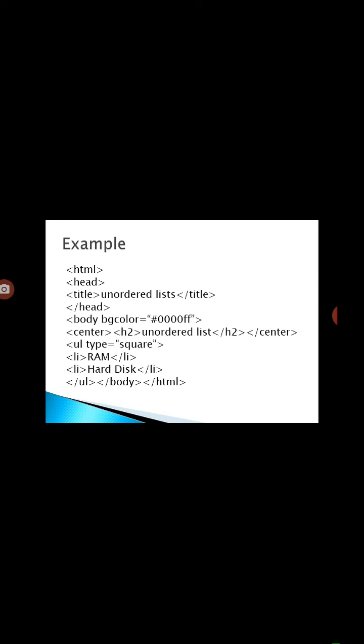We can have an example for unordered list here. I have given an unordered list with the body tag. Then the unordered list is centralized. Then UL type equal to square. Then 2 items are given with the LI tag. The UL tag is given for the unordered list, and for each list item the LI tag is used. Whatever is written within the LI tag will be the list item. Then UL is closed, then body closed, and HTML. The output will be like this.